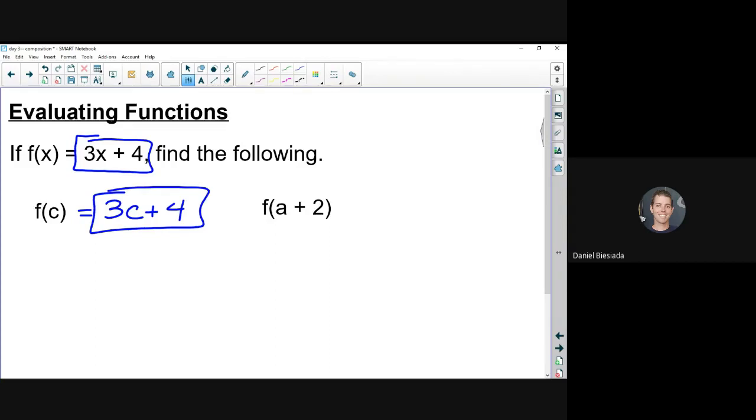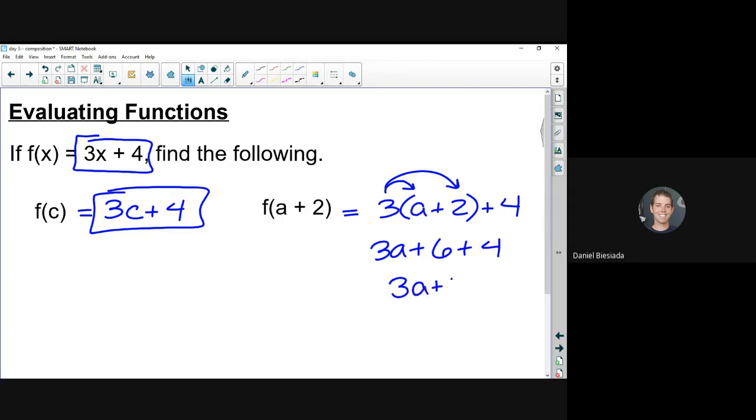In the second one, where I have f of a plus 2, then that means the entire a plus 2 is going to go into the function for x. And in this case, I will go ahead and use parentheses as a reminder that I need to distribute that 3 into both terms. I'll do that and finish by combining like terms. My final answer on the second one here is 3a plus 10.